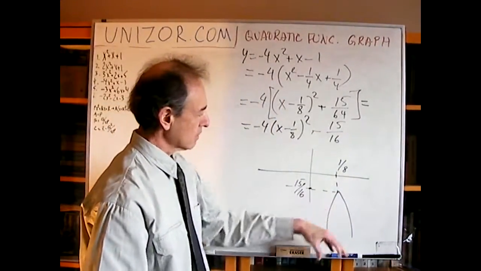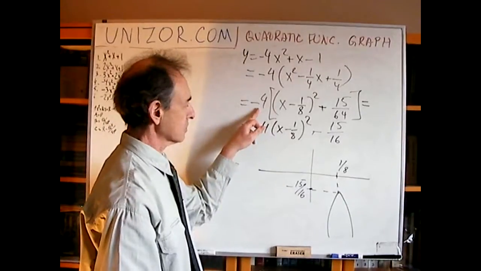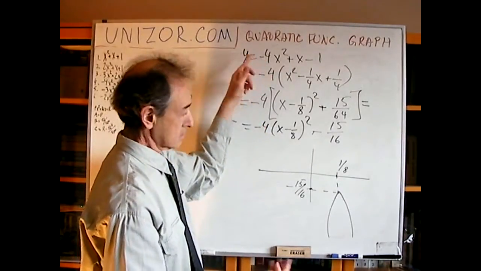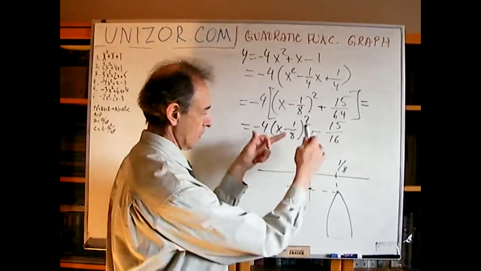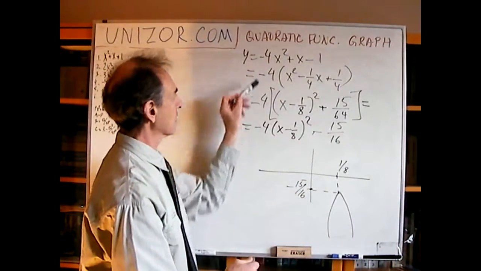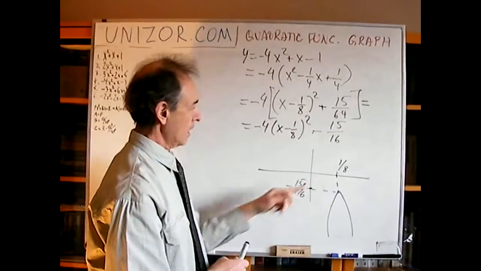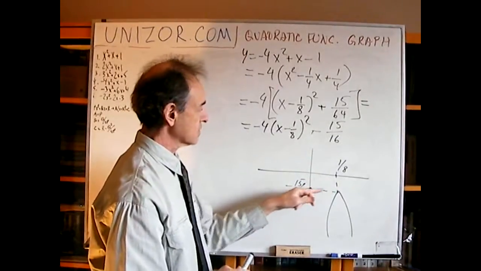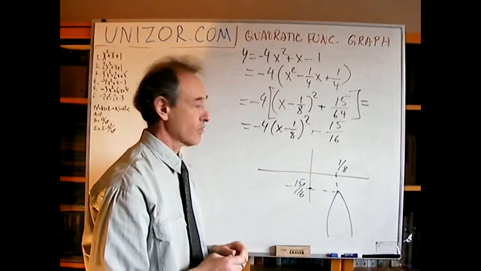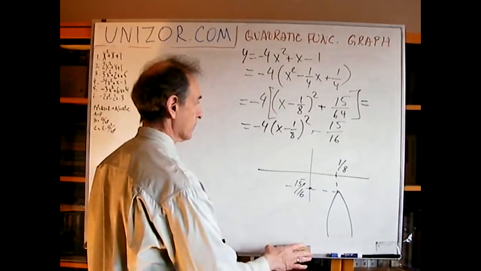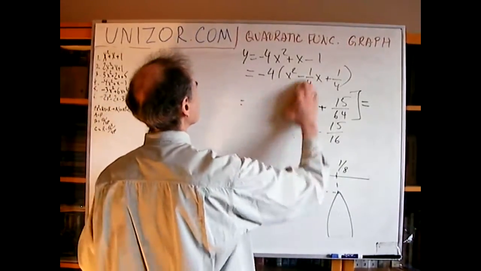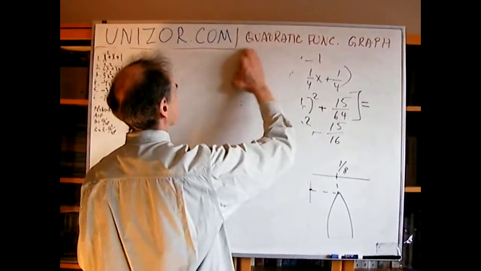So the horns are looking down because this coefficient is negative, and this is the original coefficient. And it very steeply goes down because the coefficient is 4 here. And then 1/8 and minus 15/16 is basically where the vertex is located. All right? Okay, so that's as much as we need for this particular case.